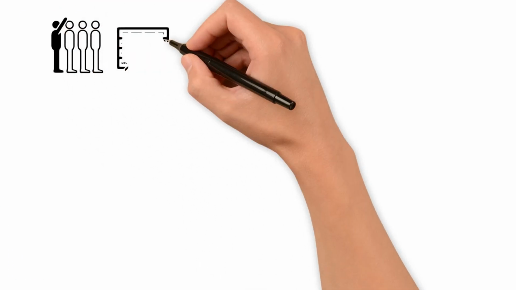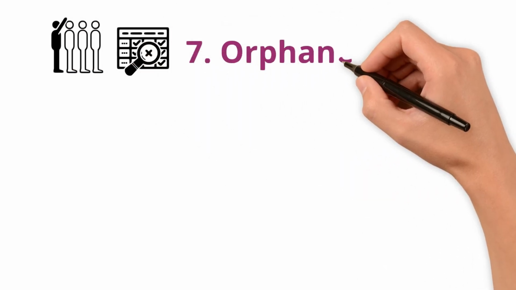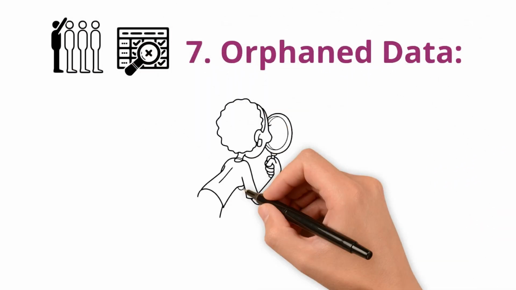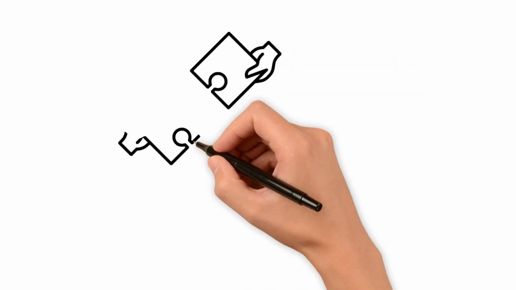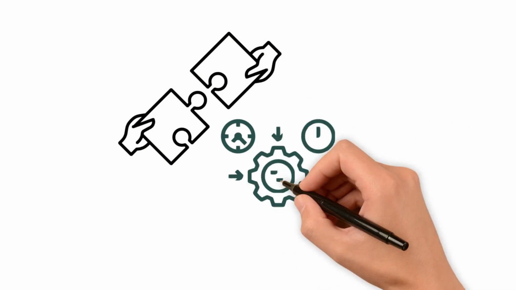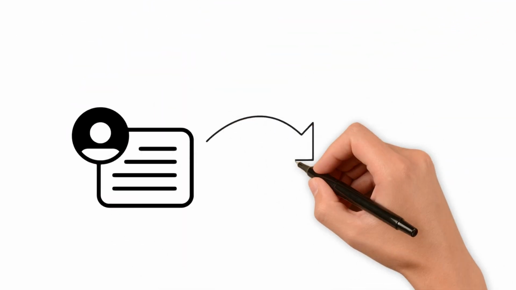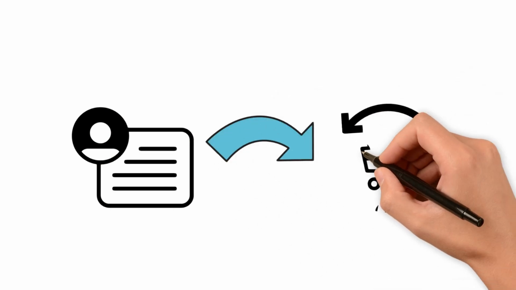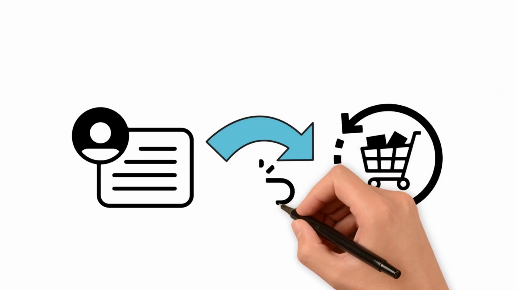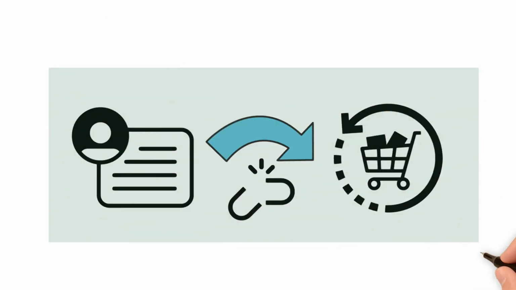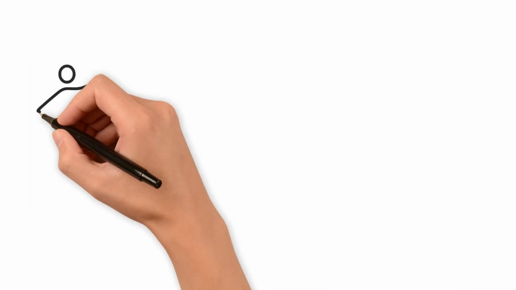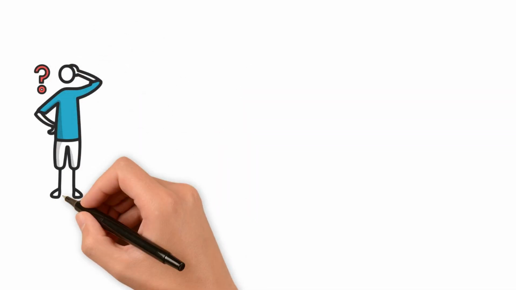Last but not the least data quality issue, orphaned data. Data does not exist in a vacuum. Often, pieces of information are linked together to provide context and meaning. For example, a customer record might be linked to their purchase history. However, sometimes these links can get broken, leaving behind orphaned data. Here is why orphaned data can occur.